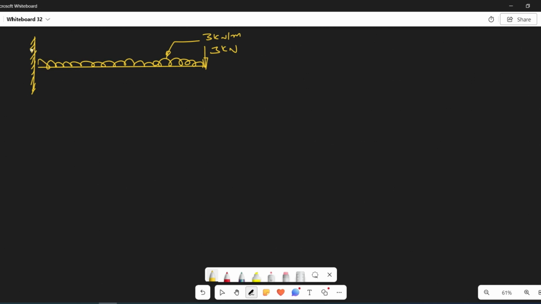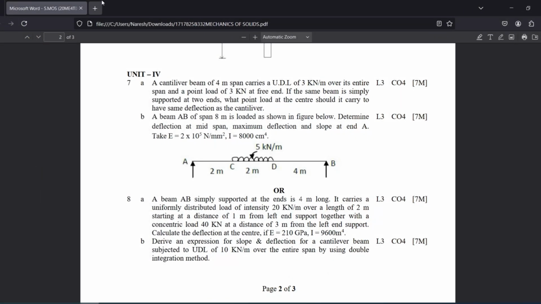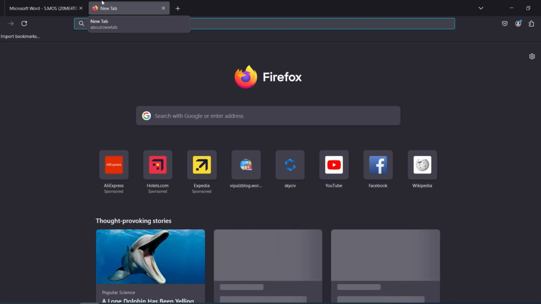So the problem is, if we remove the loads, if we remove this UDL, and let us say this is P, and instead of supporting at one end like a cantilever, we support at the two ends, then what could be the value of P to have the same deflection? That is the question. This can be solved very easily. I think you might already remember some questions like this.